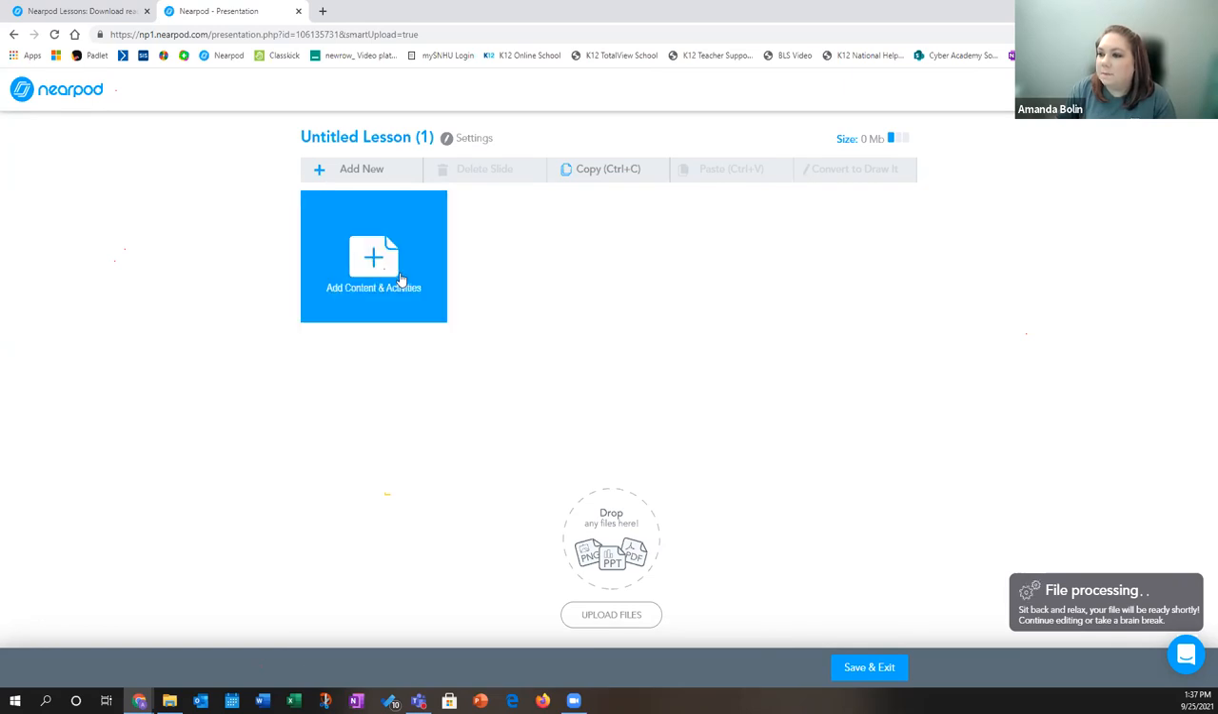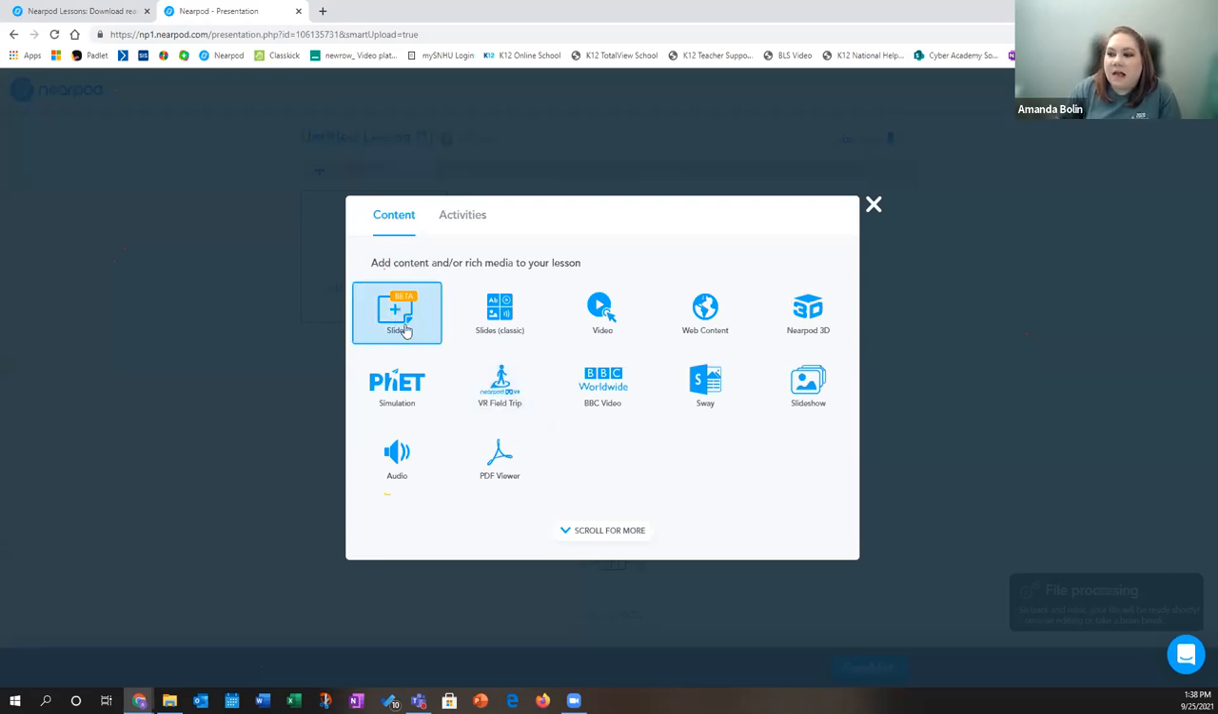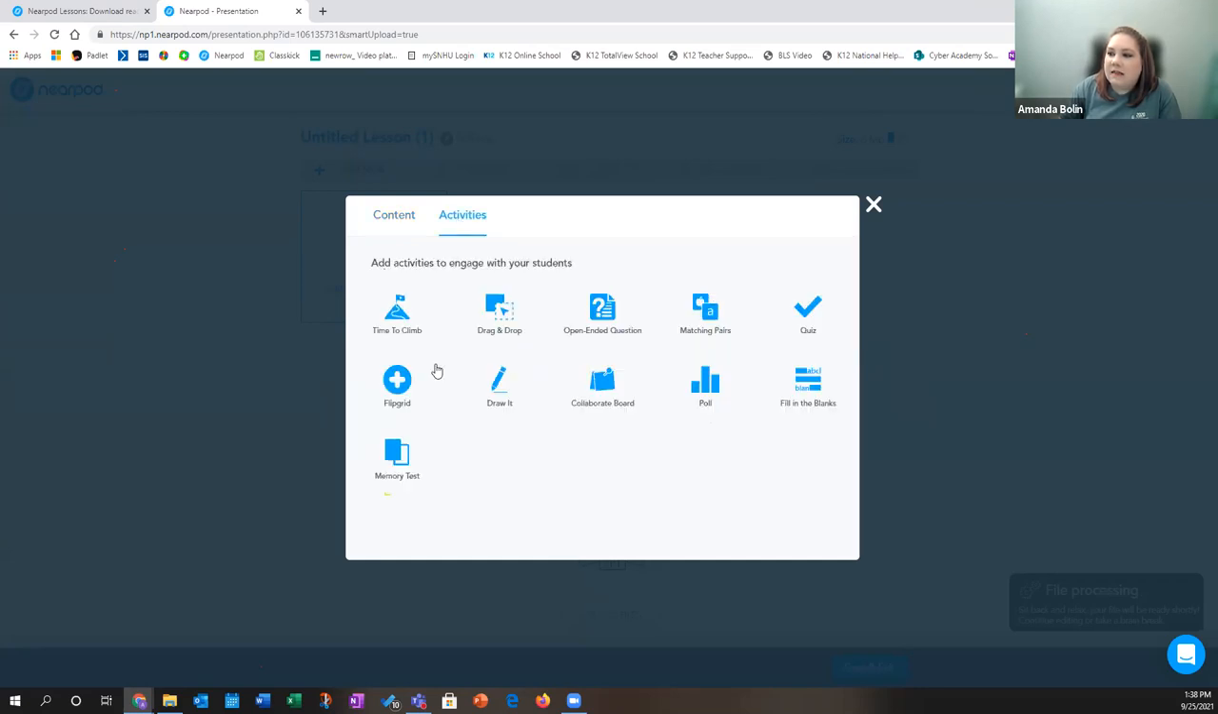While that's trying to upload, you can add slides, you can add video, you can add web content. Again, there's 3D, and you can do virtual field trips that they have. Some of them are already created in here. There are also lessons in Nearpod that are already created that you could use. And then there are activities where, again, you can drag and drop. You can do the open-ended question. This is where you just ask a question and you want some kind of response. Then they can put that in there.